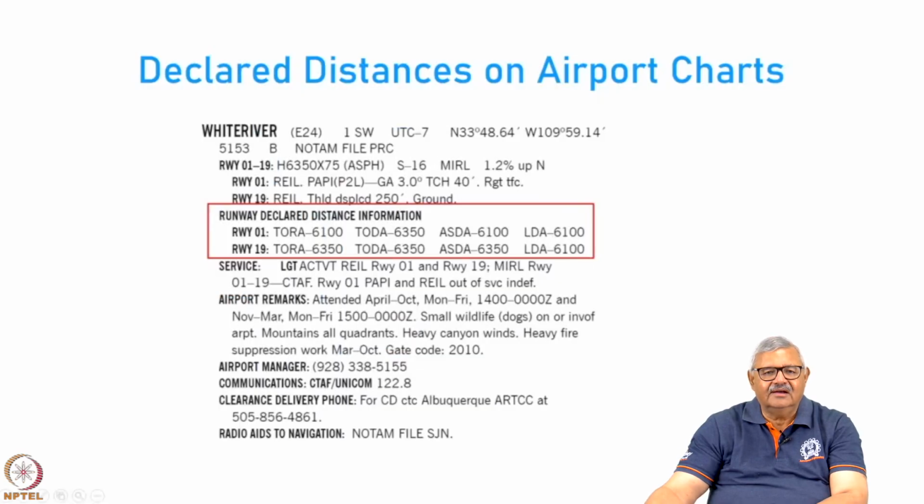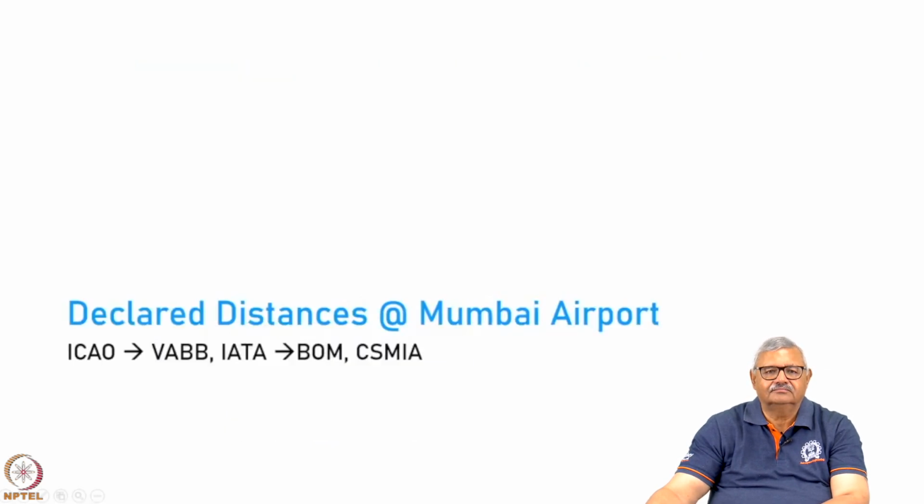So, you can see this is how it is shown. You have runway declared distance information. Runway 1, runway 19, TORA, TODA, ASDA, LDA. Similarly, TORA, TODA, ASDA, LDA. Notice the numbers are not the same. Runway 1 has TORA of 6100, but TODA is 6350. These are in feet, and they could also be the same, but they need not be the same.